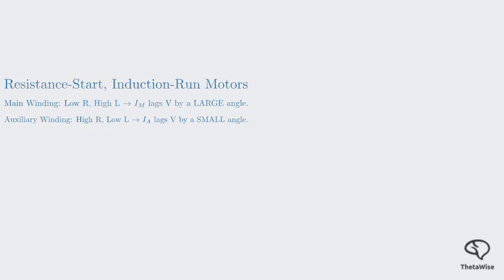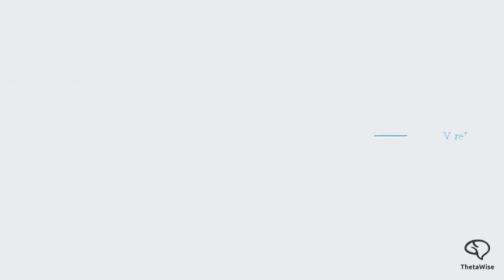Let's see this on a vector diagram, figure 5.8b. We'll use the supply voltage V as our reference, placed horizontally.